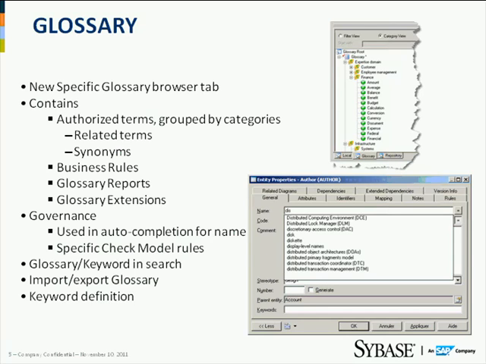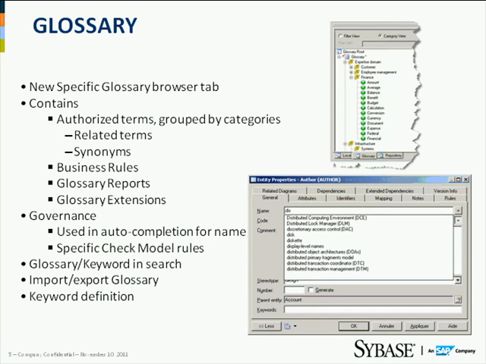Then we'll look at the glossary keyword and searching. We'll look at that within the Power Designer portal when we get to the portal piece of it. We'll talk about how to import and export the glossary, and then we'll look at keyword definitions. Keywords are new items we brought within 16, and they span all objects, not just the glossary, and how those realize themselves when we do searches and things of that nature. So those are the topics of the glossary.